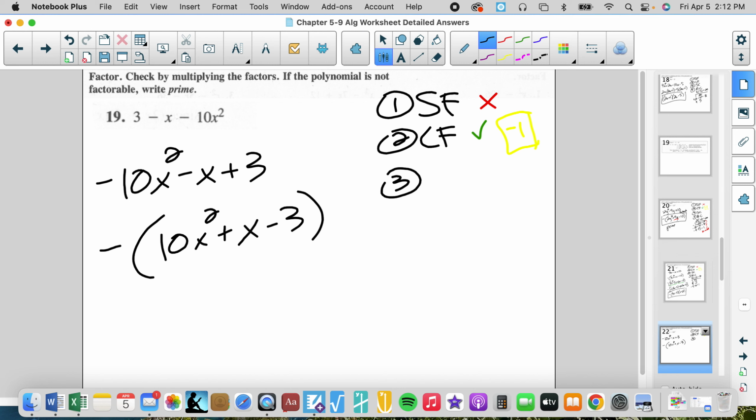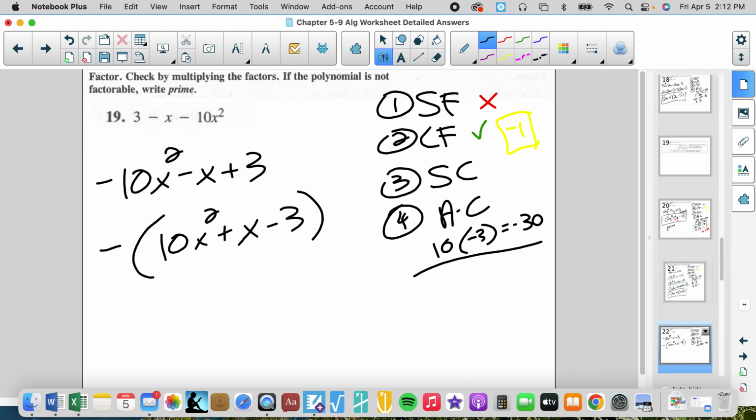Now we're going to continue. Is it a special case? No. Is it a binomial square or a difference of squares? No. So let's try a times c. A is 10, c is negative 3. That makes negative 30. 1 and 30, 2 and 15, 3 and 10, 4 no, 5 and 6. The signs are different because this sign is negative, which means the product is going to produce a negative. So our signs have to be different in order to produce a negative product.